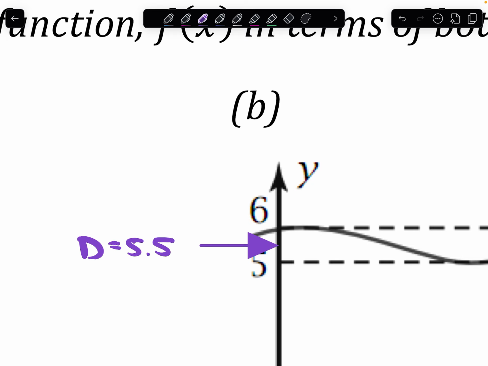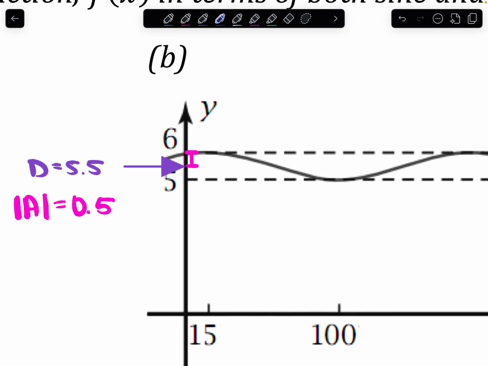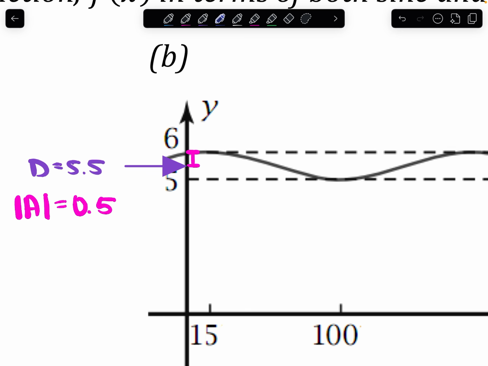From D, we go up and down the amplitude. So if I'm at the 5.5, there's not a whole lot of room to go up and down. I can go up a half. So our amplitude is a half. All right, we got D, we got A, we need B. So I need to figure out what chunk of a period we are given. So if I look here, 15, it's a little bit hard to see. 15 is that high point? Yes. 15 is our high.